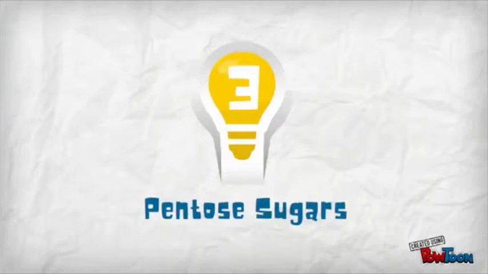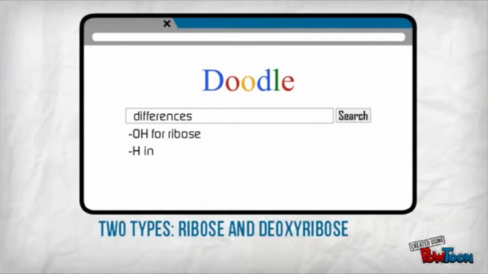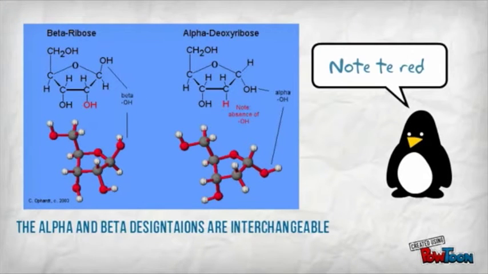Pentose sugars. Two types: ribose and deoxyribose. Difference: OH for ribose, H in deoxyribose. The only difference: the alpha and beta designations are interchangeable.